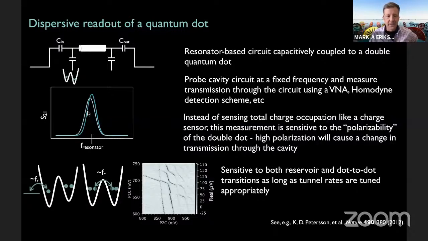Now, what's really nice is that the double dot polarizability changes anytime you're about to change the charge distribution on the dot. So for example, if you're about to transition one electron from the right dot to the left dot, that creates a polarizability if you try to push that electron back and forth. Similarly, if you try to empty an electron to a lead, that creates a change in polarizability. So one can, in fact, acquire charge stability diagrams, which, if you live and work with quantum dots, you know is sort of the core measurement that one gets to tune these things up. So this type of readout works really very well.